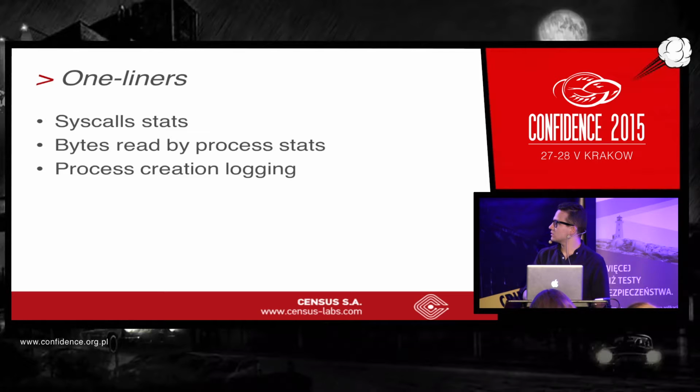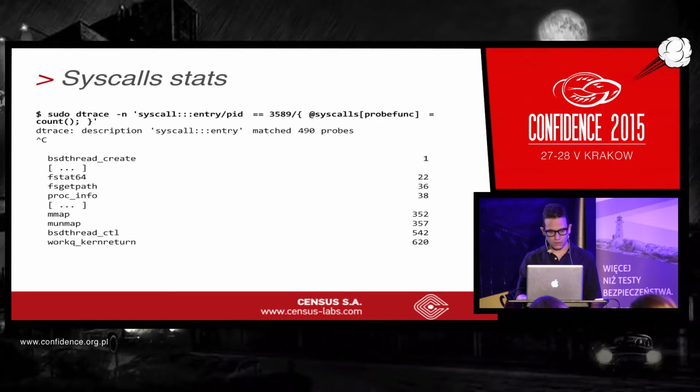I will first run through some one-liners, then I will run through some scripts. This one just shows you the number of syscalls that were executed on behalf of the PID. The PID in this example is a Preview application on OS X that ran some test PNG. So you could see how many syscalls were executed.